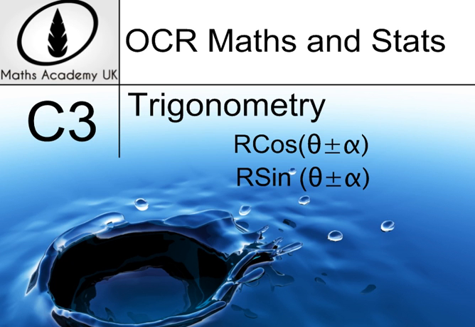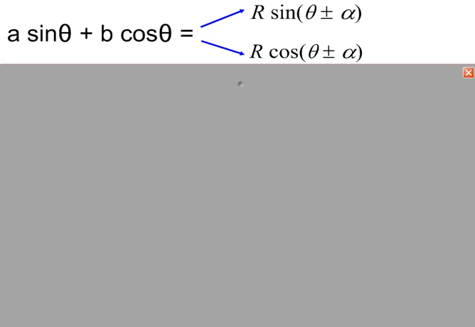Trigonometry, the form R cos(theta plus or minus alpha) and R sin(theta plus or minus alpha). We can write this mixture of sine and cosine terms either just in terms of sine or just in terms of cosine. And this can be quite useful for working out things like the maximum of this function here, or its minimum, or the angle at which you get the maximum or minimum, and so on.